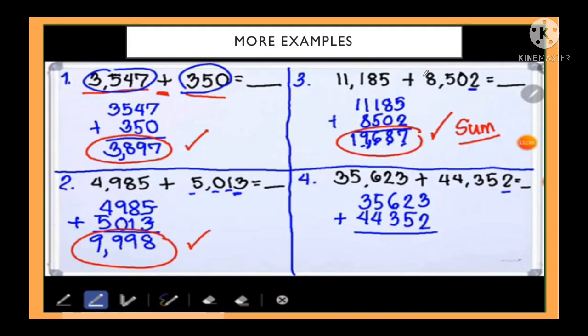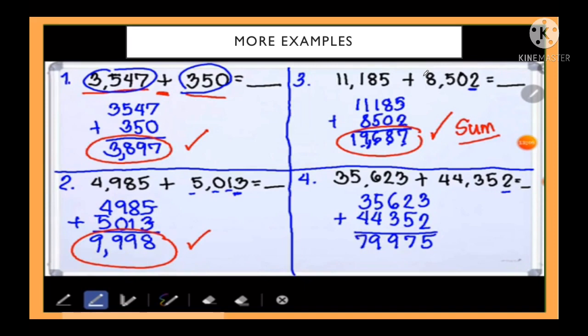Okay. Let's start. 3 plus 2. 5. 2 plus 5. 7. 6 plus 3. 9. 5 plus 4. That is 9. 3 plus 4. That is 7.